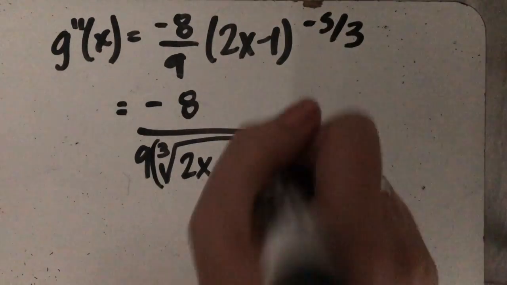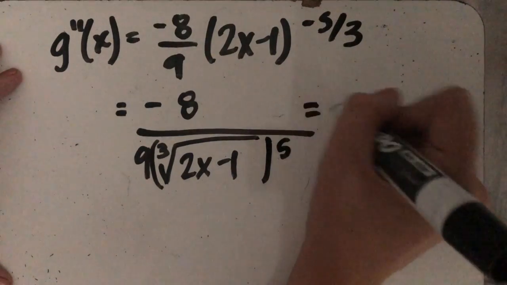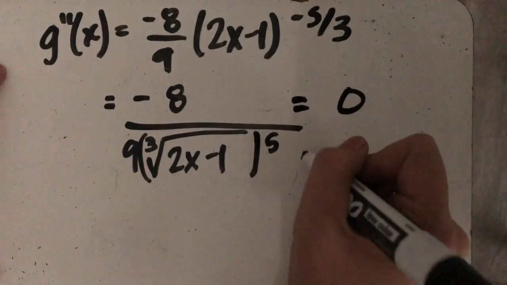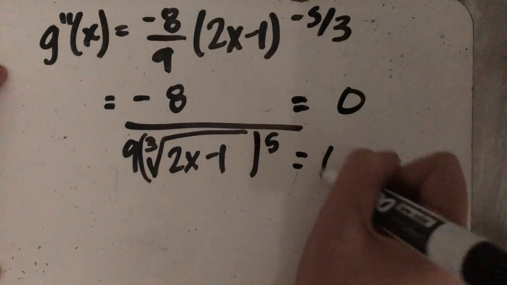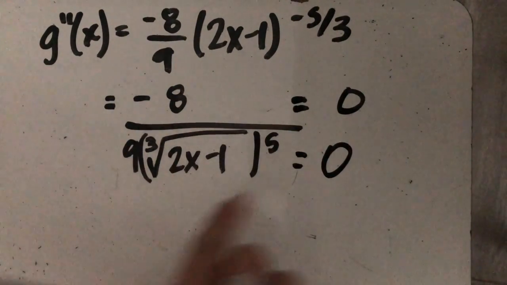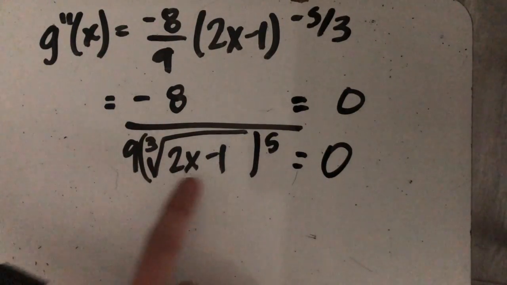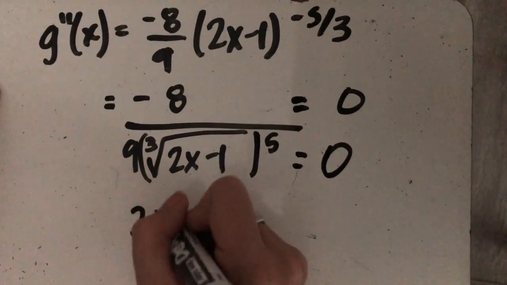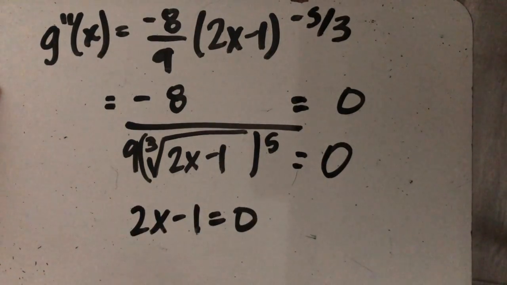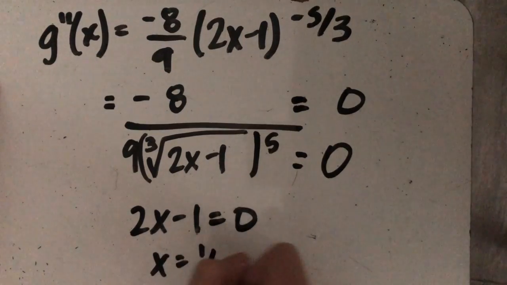All right, now this works the same way as critical points. I need to know either where the numerator equals 0 or where this whole thing is undefined, or where the denominator equals 0. This looks messy, but the only way that this is going to equal 0 is if what's inside here equals 0. So really we just need to think about what makes 2x minus 1 equal 0, which would be 1/2.